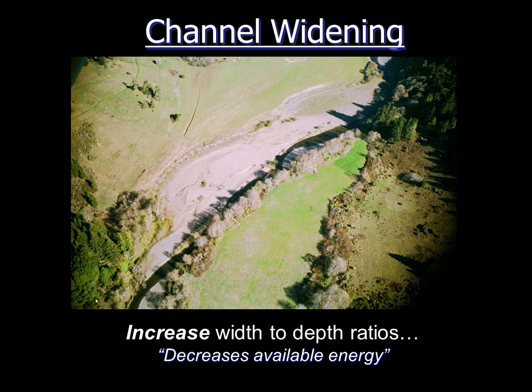Here's an example of channel widening. This river had excess energy, and what it's doing here is it's generating these cut banks that are eating into its former floodplain, this terrace, and allows itself to widen out. Okay.